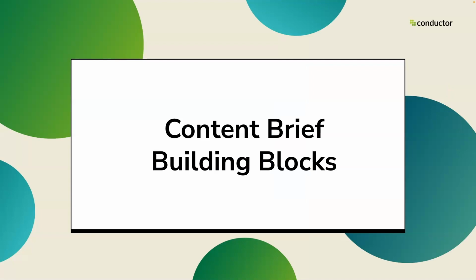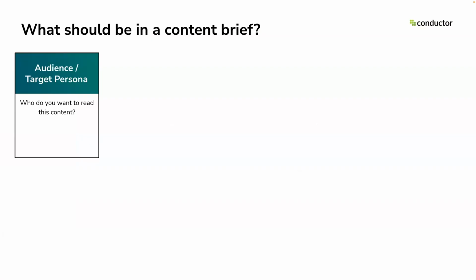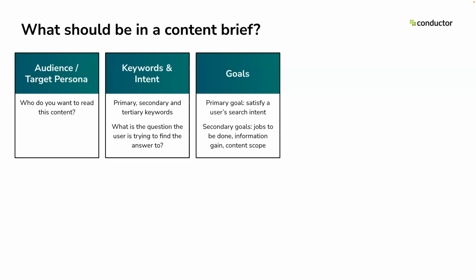So, what should you include in an SEO content brief? Some elements you'll want to include are your target audience, or who do you want to read this content, the keywords you'll be targeting, and what is at the heart of the question your user is trying to find the answer to. The goal of your content. Though your main goal should always be to satisfy a user's search intent, you might want to define some secondary goals like jobs the content should accomplish, information it needs to provide, or the scope that it'll cover.